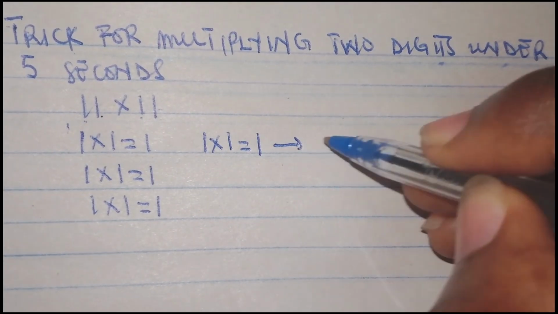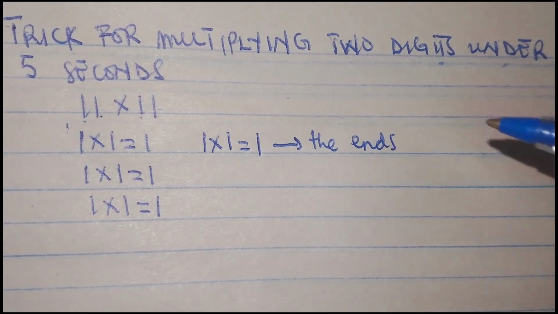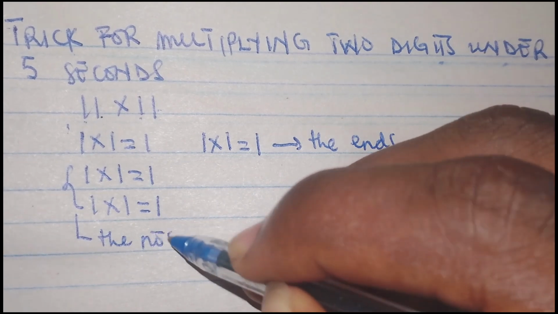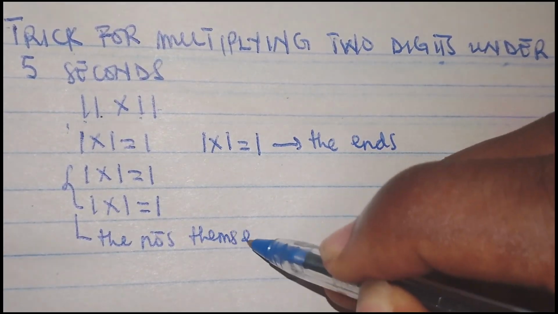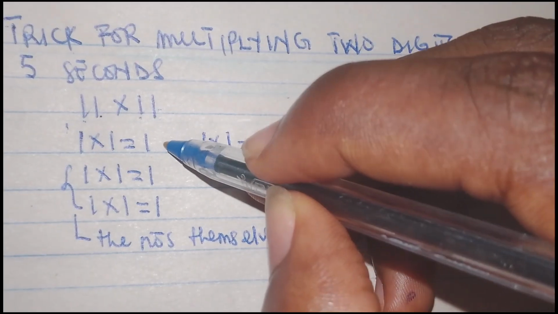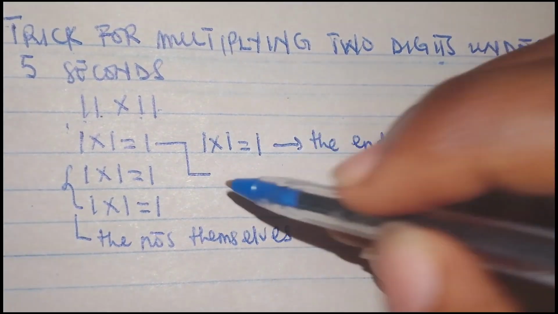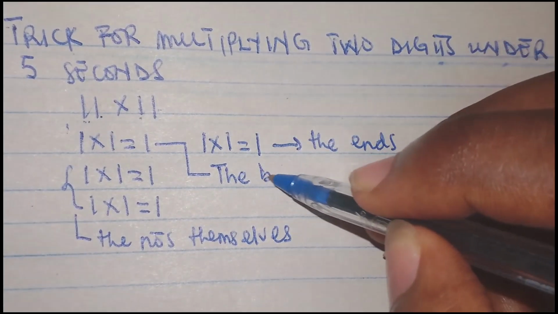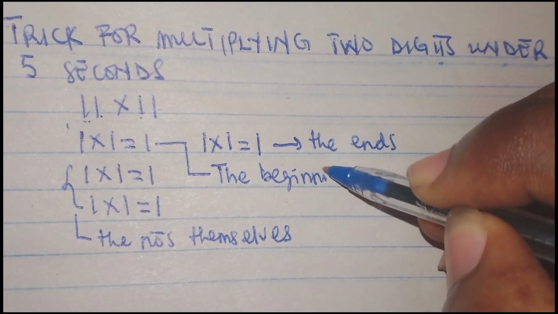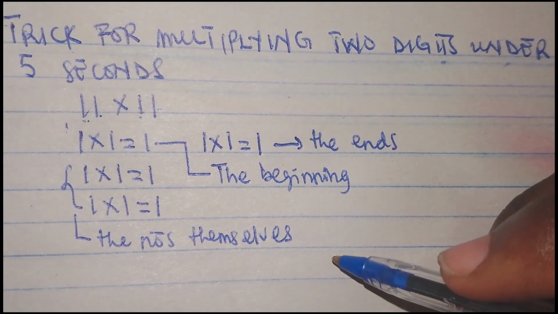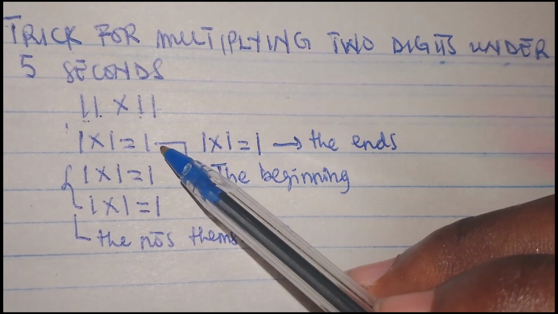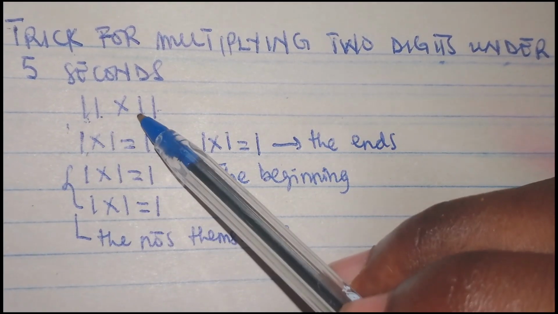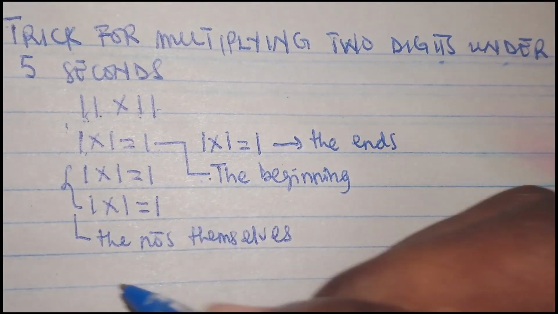So let me write what this is. These are the ends. These are the numbers themselves. Then this particular one is the beginning. Okay, so then you arrange them in this order. The ones that you multiply at the beginning, 1 times 1 is 1, so you write 1.